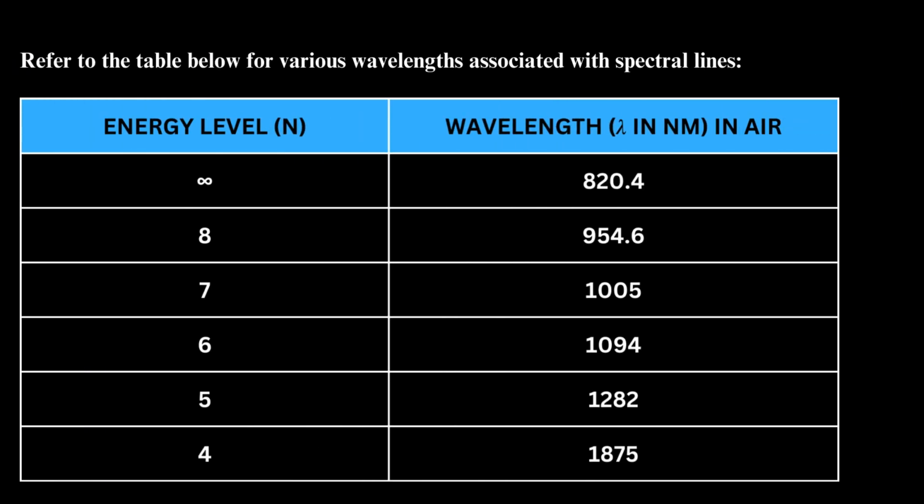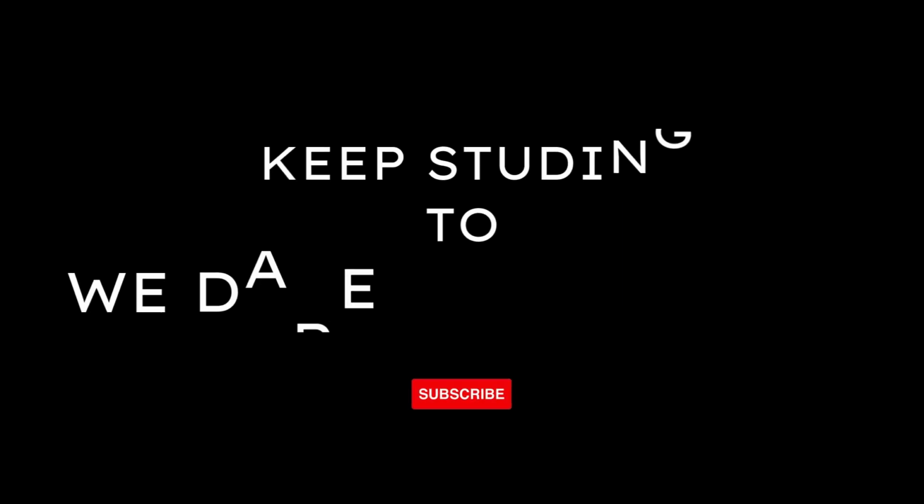Refer to the table below for various wavelengths associated with spectral lines. Energy level n, wavelength lambda in nm in air. Infinity: 820.4. 8: 954.6. 7: 1005. 6: 1094. 5: 1282. 4: 1875.